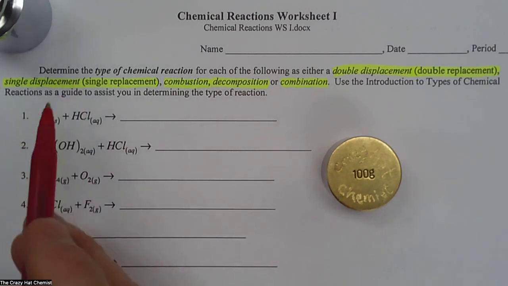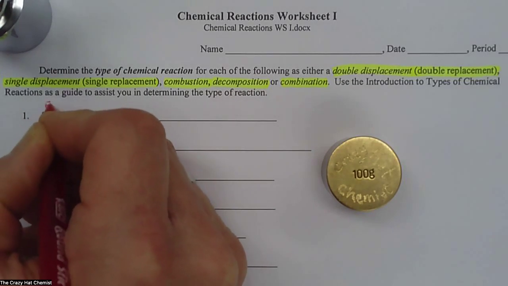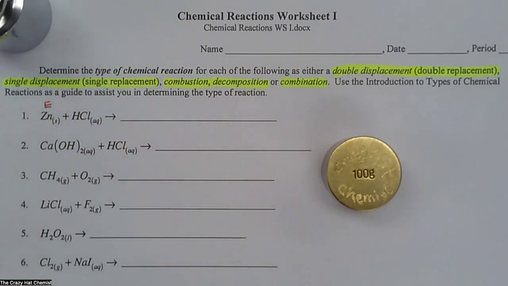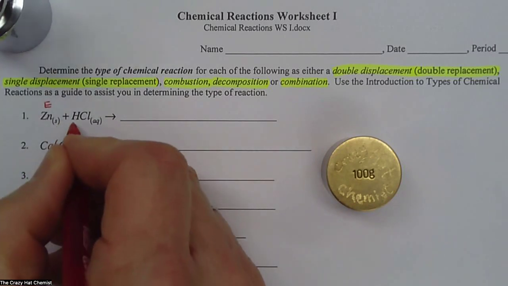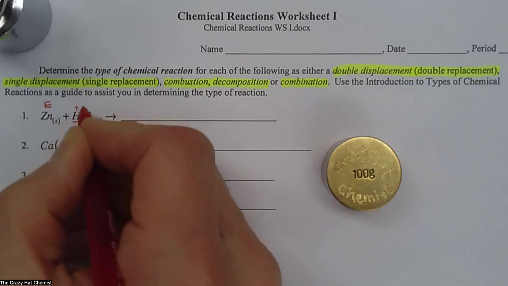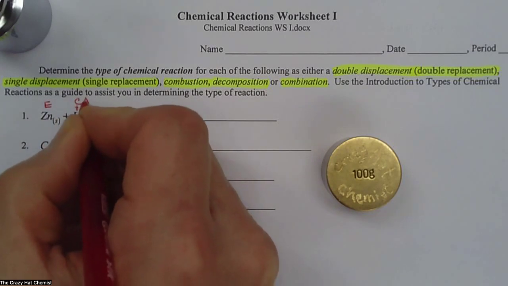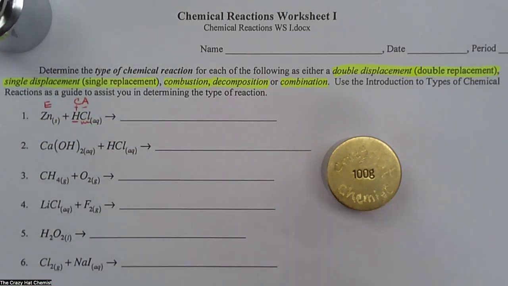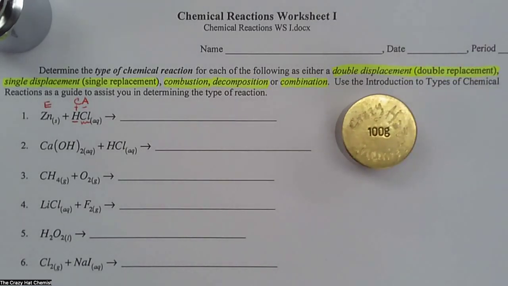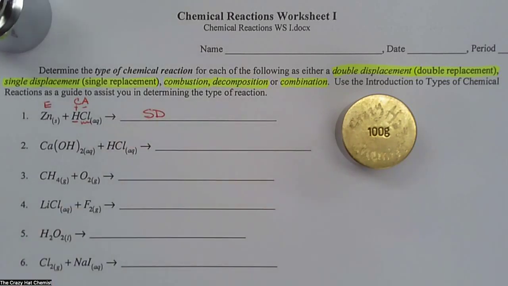Problem number one, we have zinc and hydrochloric acid. So zinc is an element. It's by itself, it's not combined with another element. And then hydrochloric acid is composed of a cation and an anion. Cations are positively charged, anions are negatively charged. So I call this a cation-anion. That's California. So this is a characteristic pattern that's associated with a single displacement type of reaction. Perfect. Okay. The next one, problem number 2.